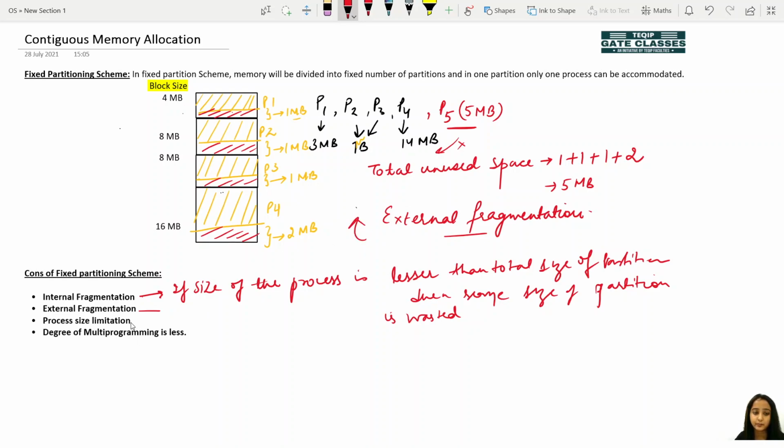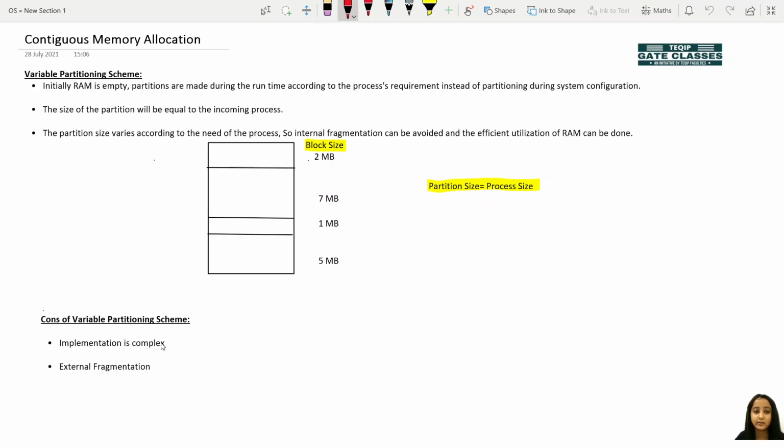Process size limitation. There is a size limitation because initially we divide the memory into fixed partition blocks. So if a process of bigger size comes, we can't accommodate it. So there is a limitation on the process size. Obviously the degree of multi-programming will be less if there is a process size limitation. I hope the fixed partitioning scheme is clear. Next one is the variable partitioning scheme.